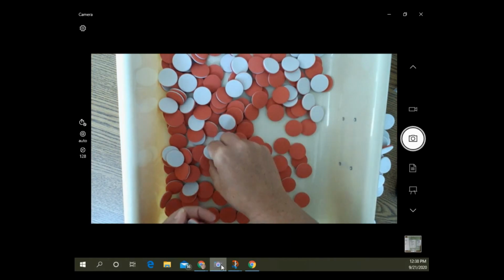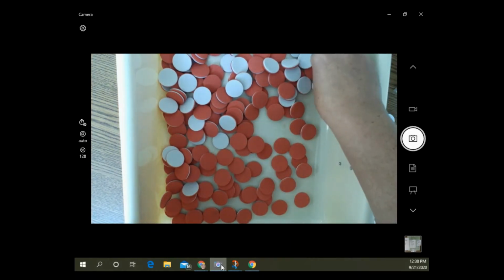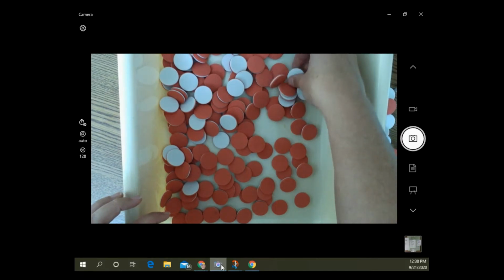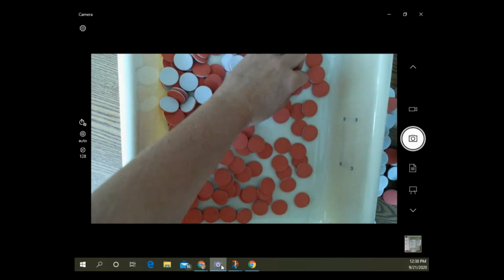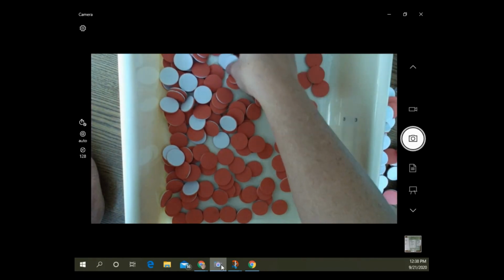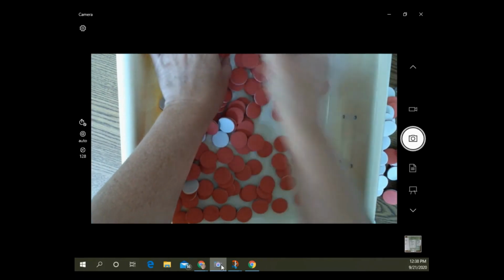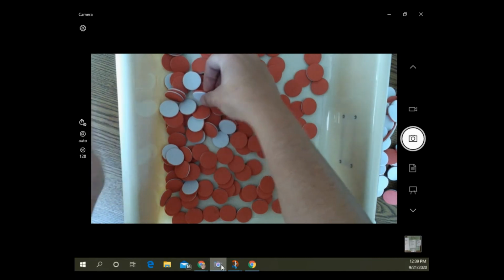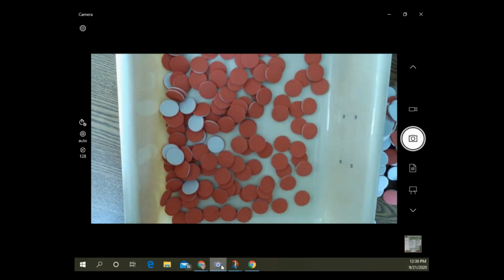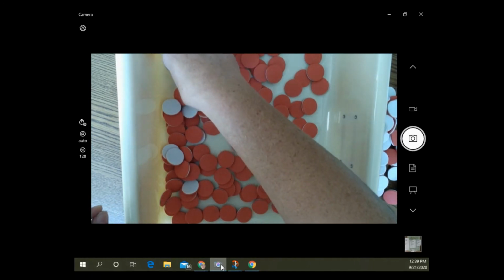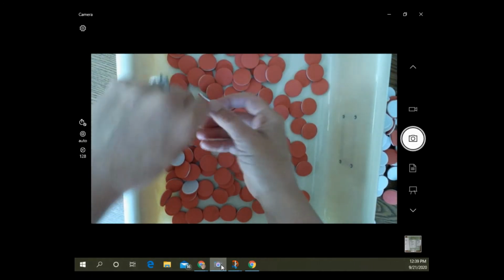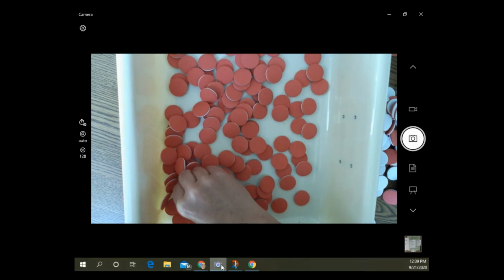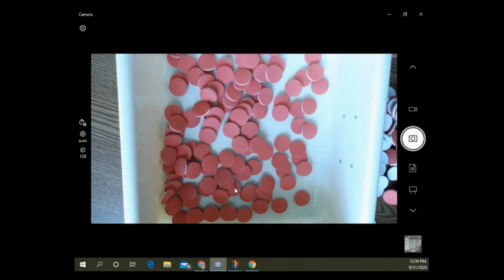1, 2, 3, 4, 5, 6, 7, 8, 9, 10, 11, 12, 13, 14, 15, 16, 17, 18, 19, 20, 21, 22, 23, 24, 25, 26, 27, 28, 29, 30, 31, 32, 33, 34, 35, 36, 37, 38, 39, 40. So I took out 40 that time.